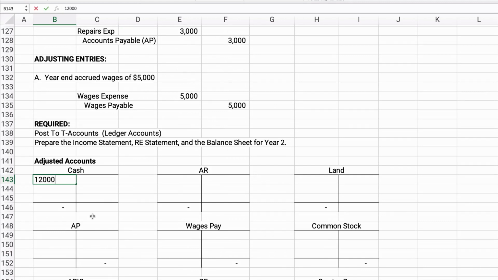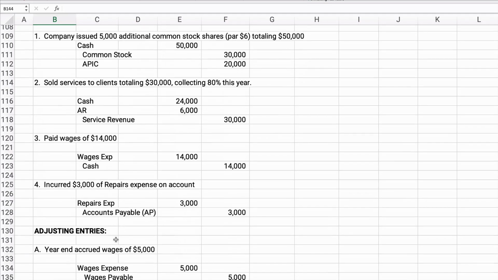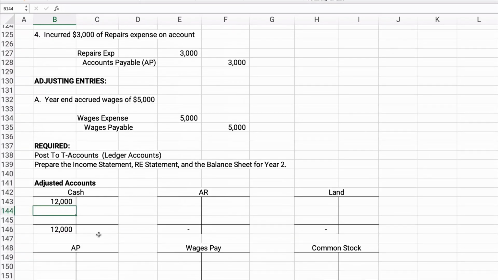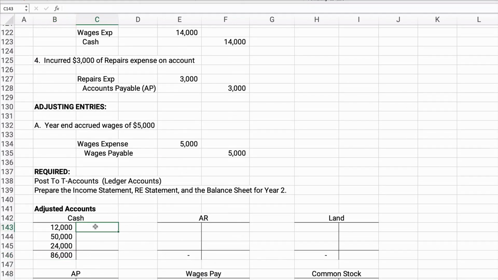So $12,000 debit is our cash, and I've already calculated using the formula here. Now what else do we do for cash? We had 50,000 and 24,000, so we have two debits. We have a credit to cash of 14. I think that's it, maybe. Credit to cash of 14,000. All right, so our balance of cash is 72,000.